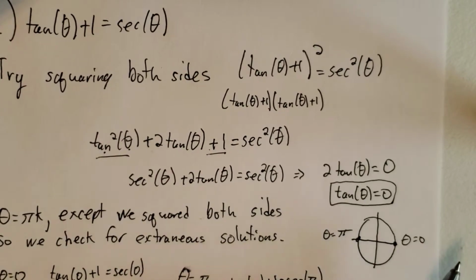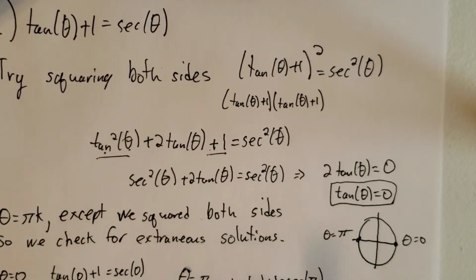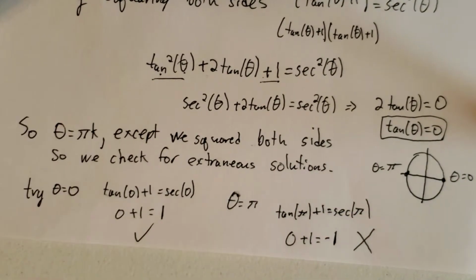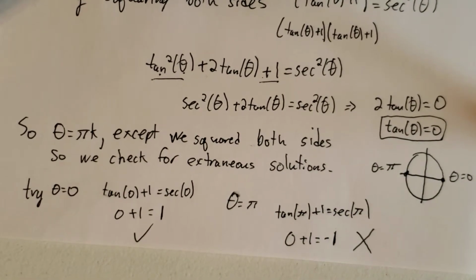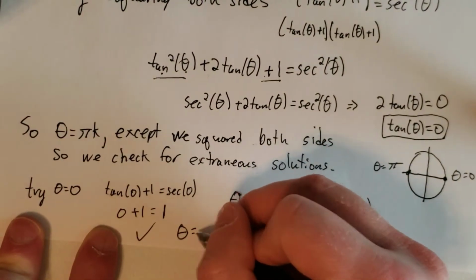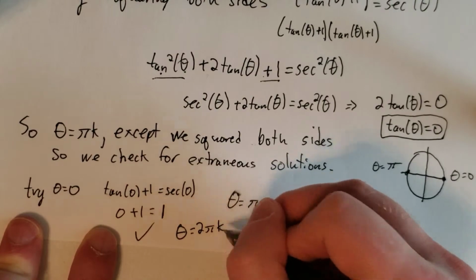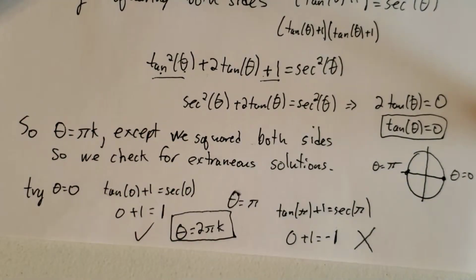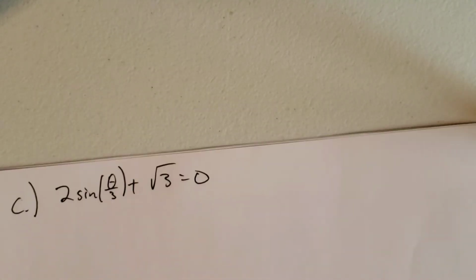And so by plugging both of our answers in at the end, we found out that one was extra, like it was wrong. So in fact, the correct solution is theta is equal to 2 pi k. And that is it for part B here. We actually have 2 more examples that we want to go over, so I will do that here.